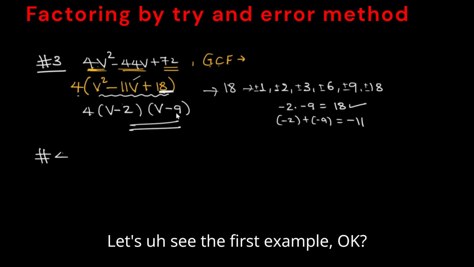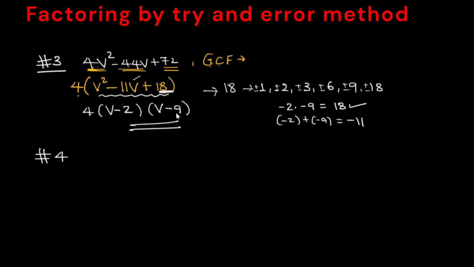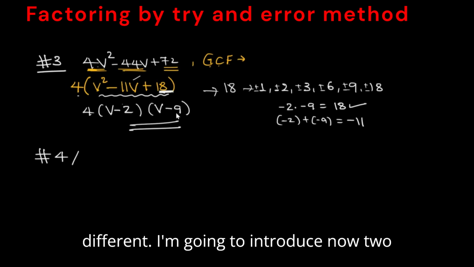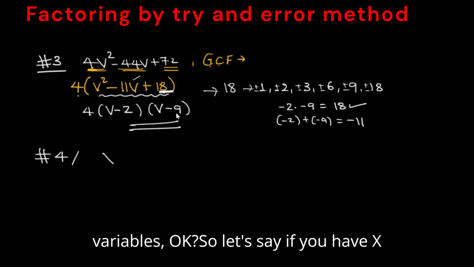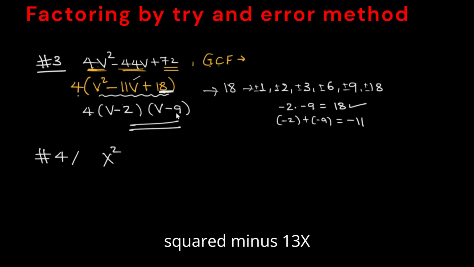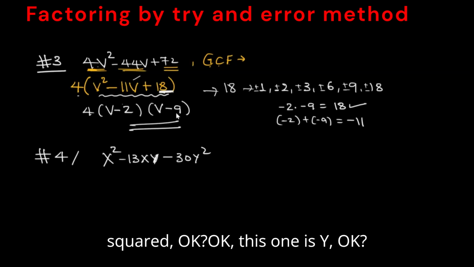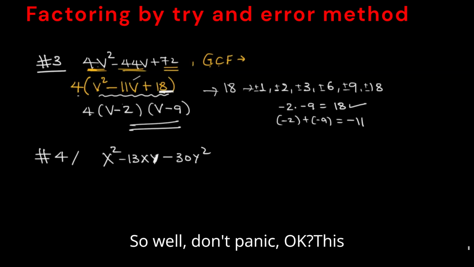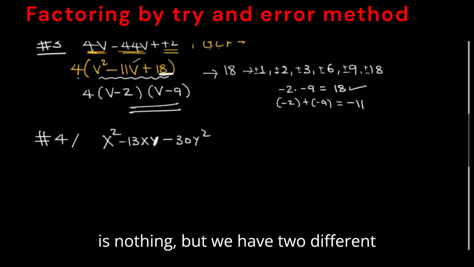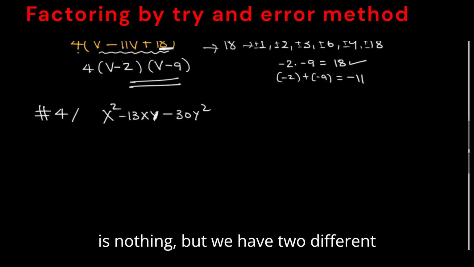Let's see the fourth example. The fourth example is a little bit different. I'm going to introduce now two variables. So let's say you have x squared minus 13xy minus 30y squared. Well, don't panic. This is nothing but we have two different variables.